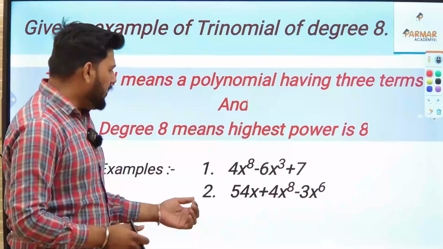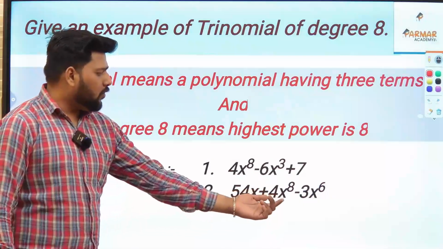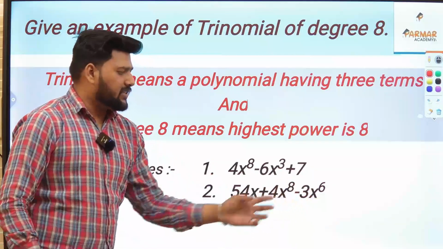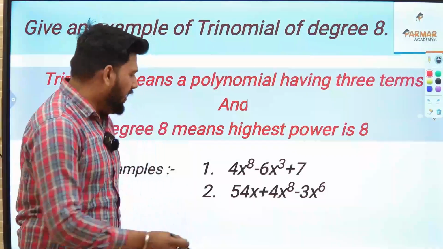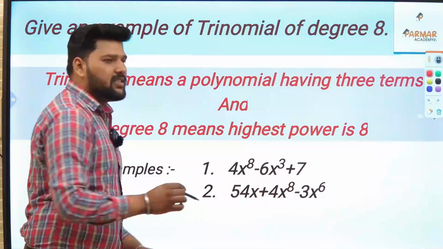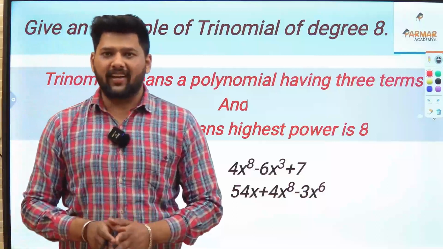The second example is 54x plus 4x raised to power 8 minus 3x raised to power 6. Again, this polynomial has 3 terms and the highest power is 8. So this is an example of a trinomial of degree 8.